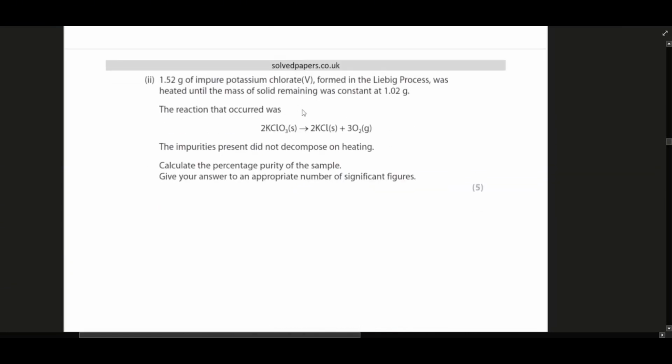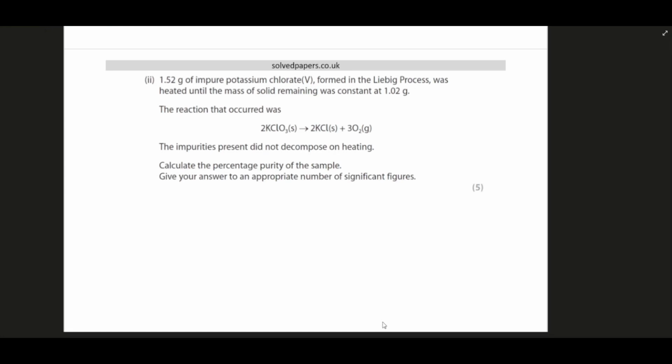Part C, part 2. 1.52 gram of potassium chlorate, they said, formed in the Liebig process. So this amount was heated until the mass of the solid remaining was constant at 1.02 gram. The reaction that occurred was this decomposition right here. The impurities present did not decompose on heating. They told you to calculate the percentage impurity, right? You want to calculate the percentage impurity.